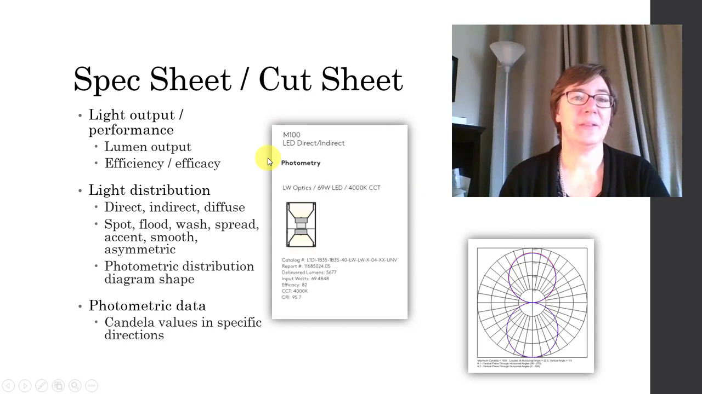So taking a look at this M100 in the photometry section, if you zoom in close enough, it tells us that the delivered lumens are 5,677. The input watts are 69, and therefore our efficacy is 82. It also tells us our color temperature and color rendering index.